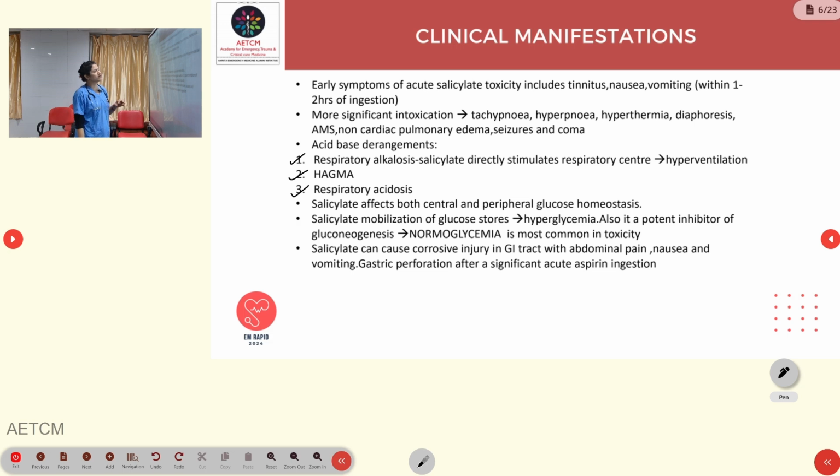So, salicylate affects both central and peripheral glucose homeostasis, and salicylate will cause mobilization of the glucose stores, which may cause hyperglycemia. Also, it is a potent inhibitor of gluconeogenesis. So, normoglycemia is the most common in toxicity, and it can cause corrosive injury in the gastrointestinal tract with abdominal pain, nausea and vomiting. Gastric perforation after a significant acute aspirin ingestion can occur.